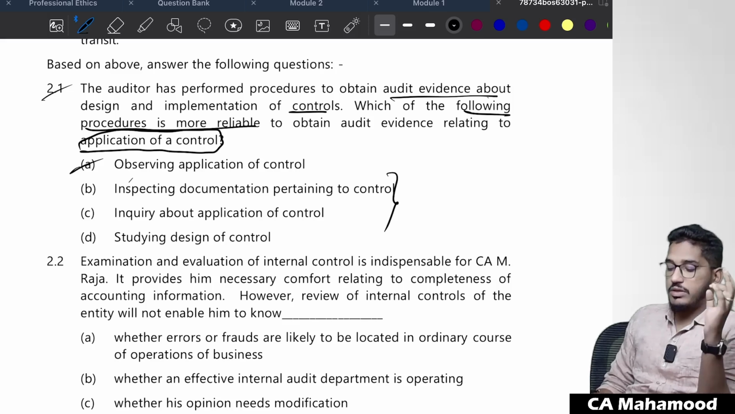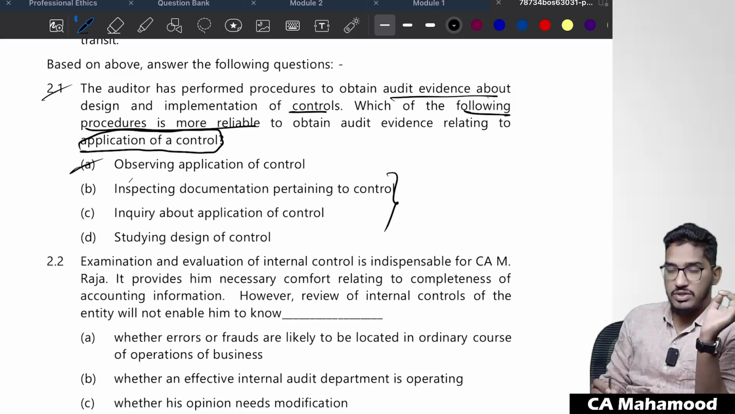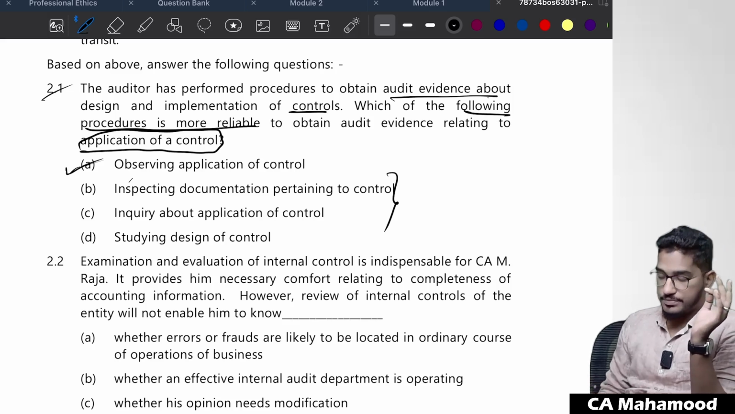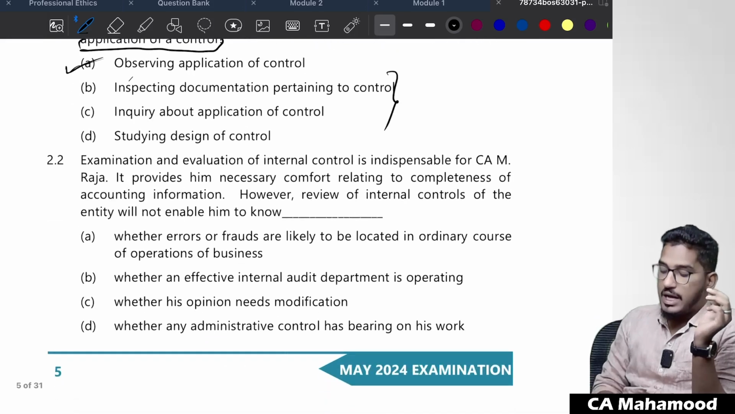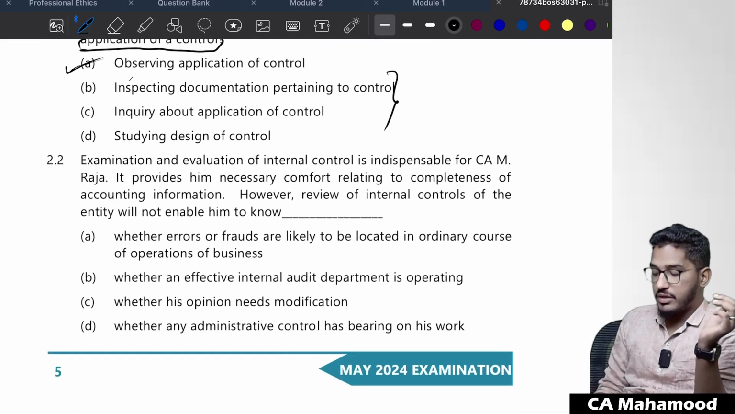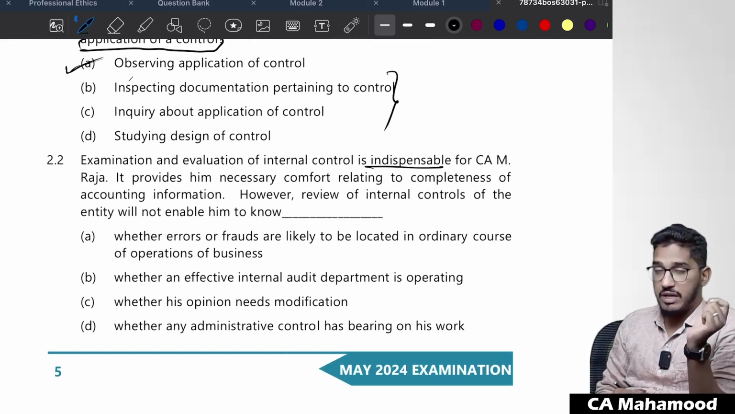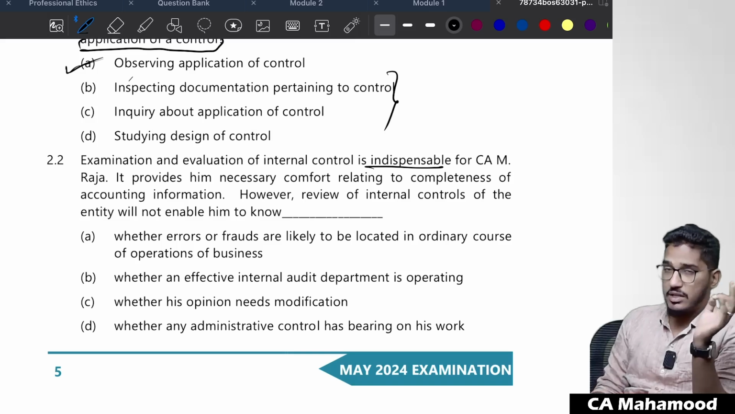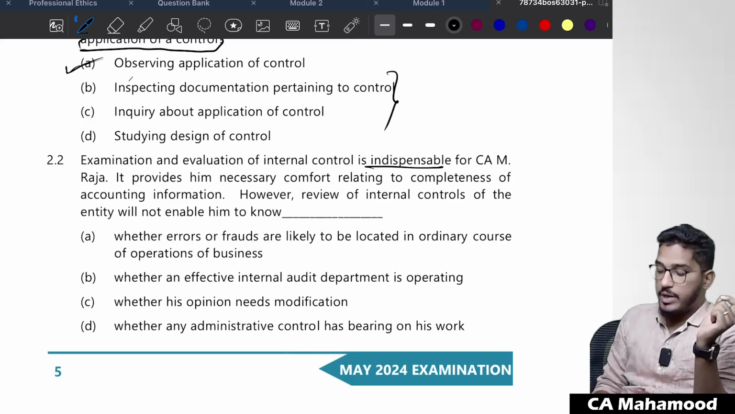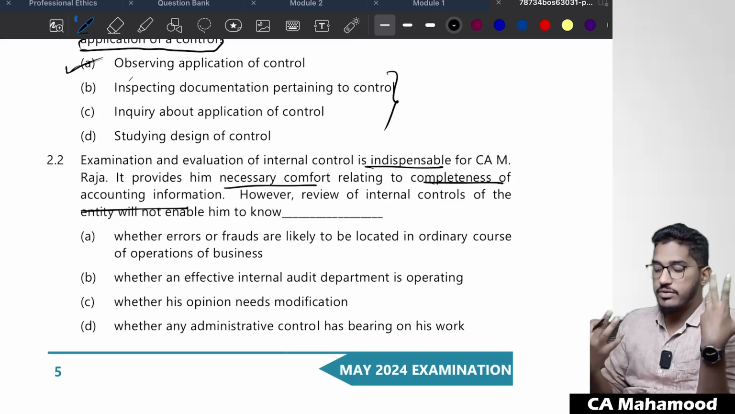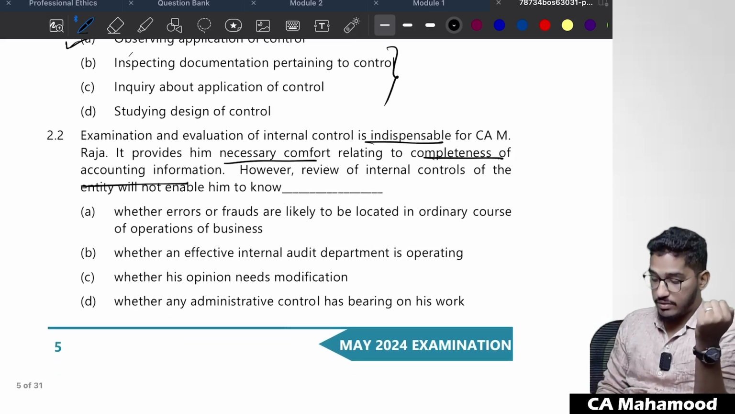So out of the above four methods, which one will give the best reliable evidence regarding application of control? Observation. Next one, examination and evaluation of internal controls is indispensable for CAM. So that means whatever examination and evaluation of internal controls he has to do, that is unavoidable for this auditor. It provides him necessary comfort relating to completeness of accounting information. So if you verify internal controls, you will get that comfort zone whether the controls are working effectively or not.